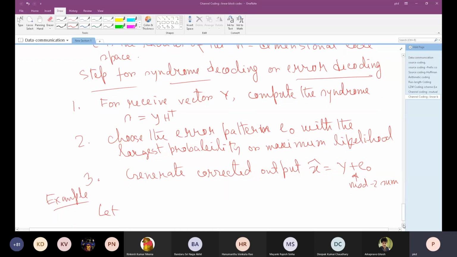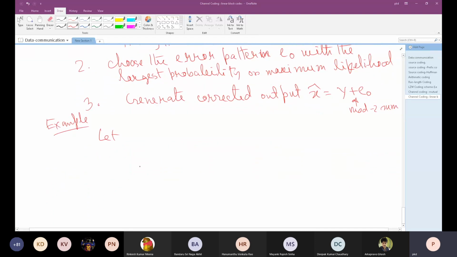So that example we will show now. For that, of course, we have to find one linear block code. We have not discussed the parity generator yet, but let us take one parity. Let us take a Hamming code of (n, k) = (7, 4), that is n equal to 7, k equal to 4. So that means there are three parity bits.